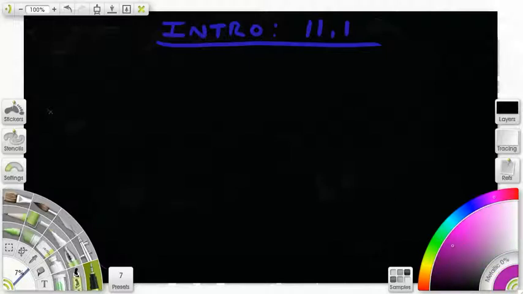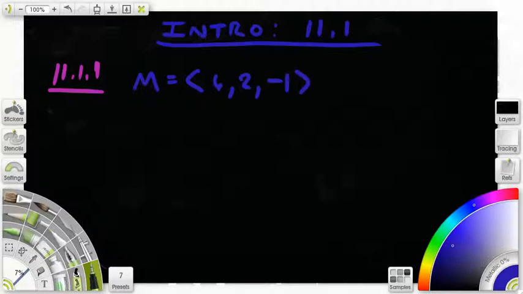Alright, so our first problem, 11.1.1, is a fairly straightforward problem that just has you compute a cross product. So we want to cross m, which is given by 6, 2, negative 1, with n, which is 2, negative 1, negative 3. That's a negative sign, right?